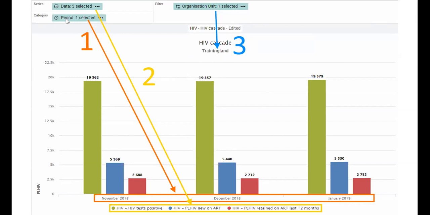In the category, what we see here is the period dimension. And you can see here, November 2018, December 2018, and January 2019. Now remember what I mentioned just now: these definitions that I'm going to tell now about categories and series, especially, change depending on what type of chart you are using. So here in this column chart, the categories will always be the x-axis, right? As you can see here, the x-axis. And we can see the period is the x-axis in this example. You can see November, December, and January.